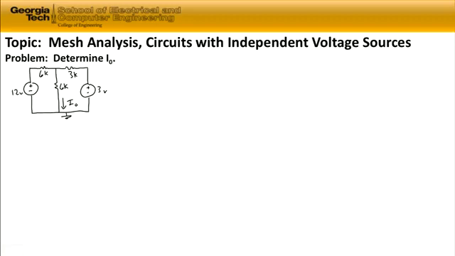We have two voltage sources in this problem. We have a 12 volt source on the left-hand side, a 3 volt source on the right-hand side. So we're going to use mesh analysis, also known as loop analysis, to solve this problem.